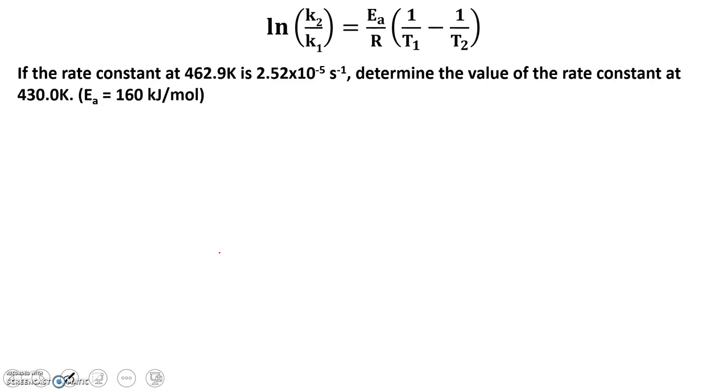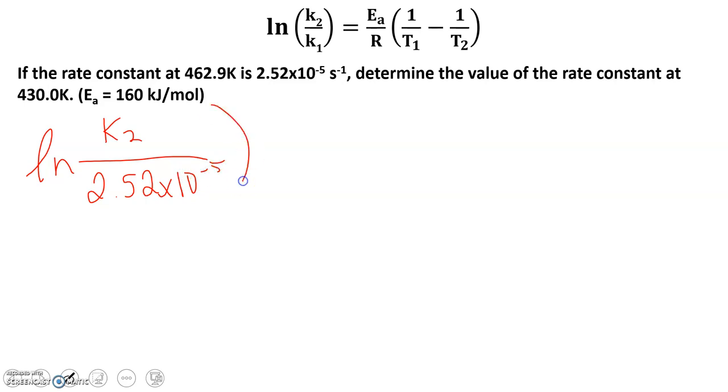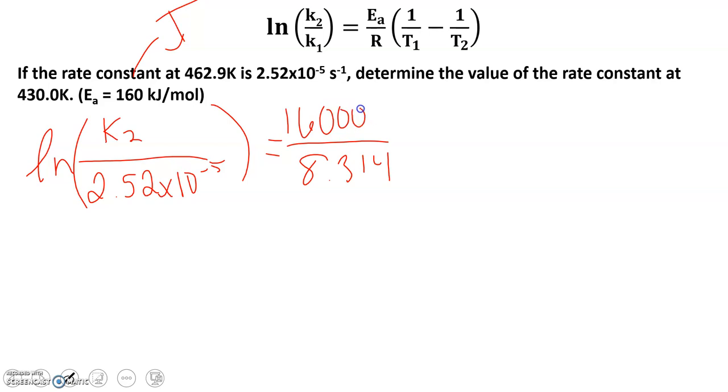And so if we just use the first set of data in the question as your 1, I can just plug in the answer. You get the natural log of K2, which is what we're trying to find, over 2.52 times 10 to the negative fifth, and then I'm going to set it equal to your 8.314. Now, the 8.314 unit is joules per mole Kelvin, and so we have to take your activation energy and convert it to joules. So 160 kilojoules is 160,000 joules, and then 1 over.